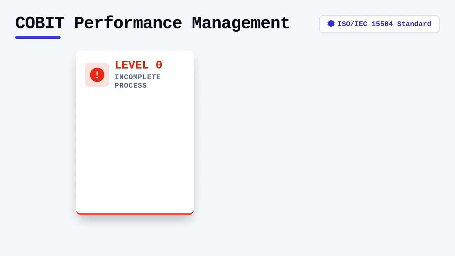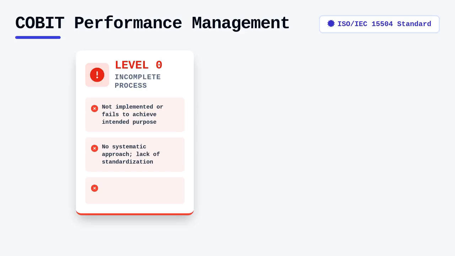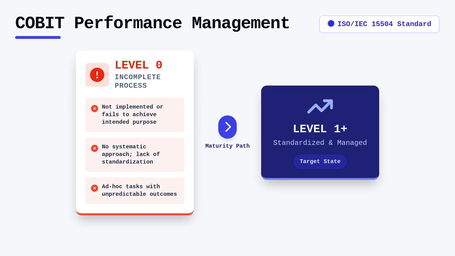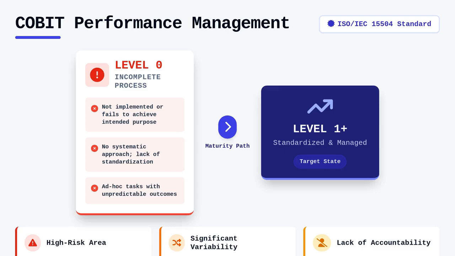At the foundation, we encounter level 0, known as the incomplete process, which signals that the process is either not implemented or fails to achieve its intended purpose. When a process sits at this level, there is essentially no systematic approach to ensure that the process goals are met, and the lack of standardization creates unpredictable outcomes. It is important to view this as the baseline where the process scope is either undefined or exists only as a series of ad hoc tasks that do not contribute to the broader governance objectives of the enterprise. Organizations should identify processes at this level as high-risk areas because the absence of structure leads to significant variability and a lack of accountability in execution.